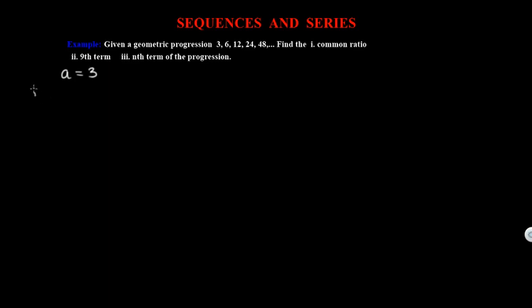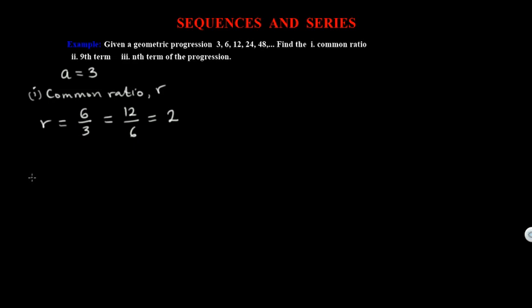So if we are looking for the common ratio, which is denoted with R, then the common ratio will be equal to the second term, which is 6, divided by the first term, which is 3. And let's not forget, it must also give us the same thing as the third term divided by the second term. And looking through this, we can say the common ratio is 2. That means each term is multiplied by 2 to get the successive term.